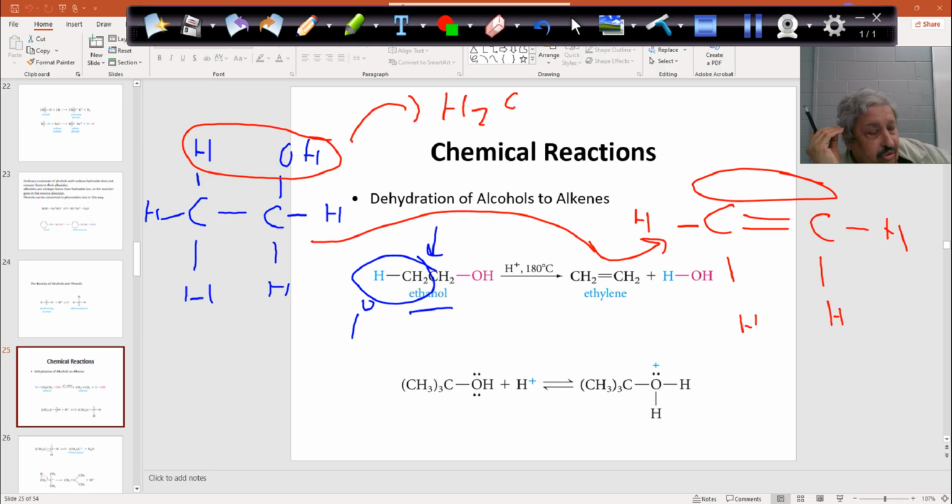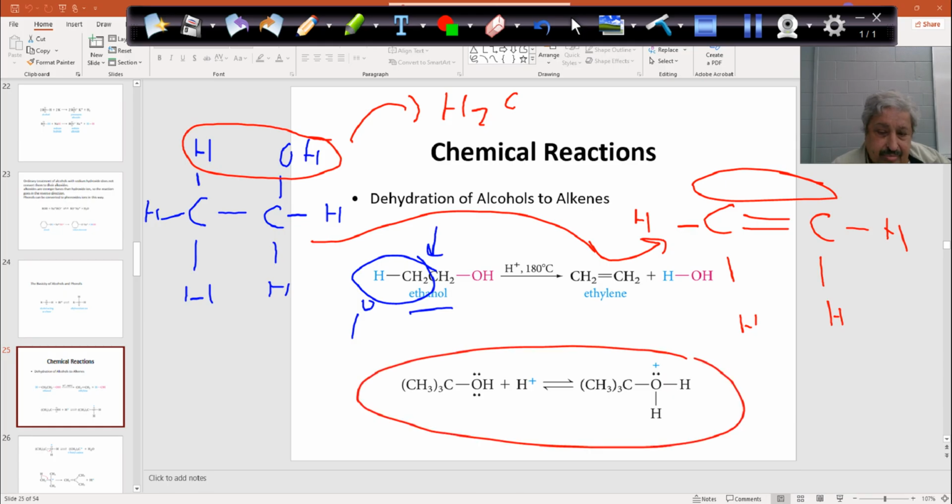That's typical for alcohol. And phenols, that's not typical. You cannot dehydrate phenols in general, okay? So in general, now this is just the mechanism. As I said, the mechanism is going in. Alcohol is acting as a base here.